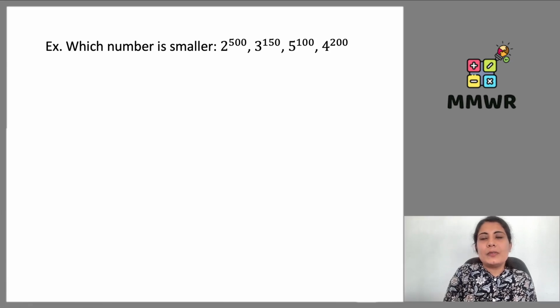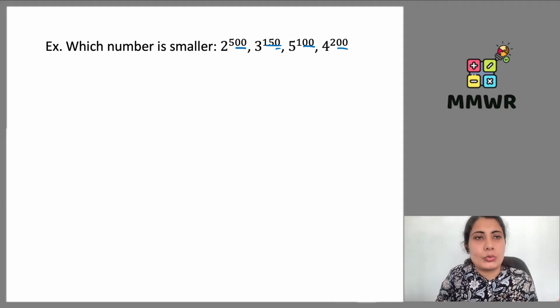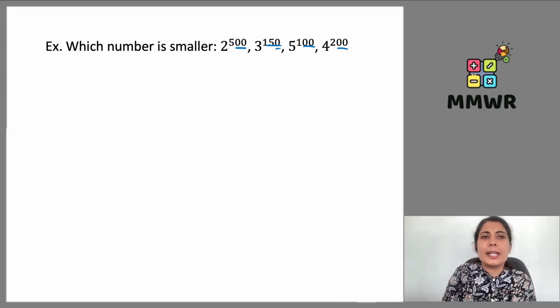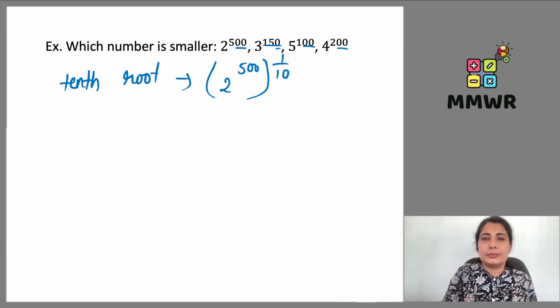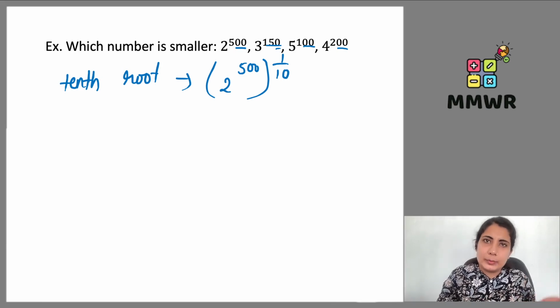Okay. So what we will be doing, look, here we have double zero, here we have single zero, here we have 2 zeros, here we have 2 zeros. I thought here also we have 2 zeros, so we can do that. But no, we can take the 10th root, like square root, cube root. So for the 10th root, we will be taking 2 to the power 500 and the whole power is 1 upon 10. Right? We can divide it further also, but let's start from this one.